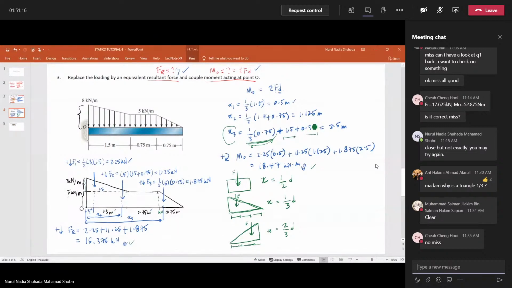If there is no distance between the shape and the point, you guys don't need to add anything. This is the absolute formula for this one. Okay, if you guys are okay with question number 3, we can proceed with the last question.